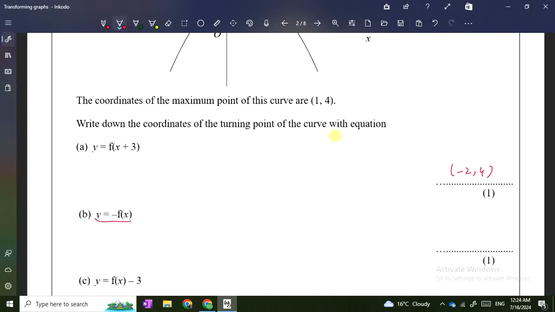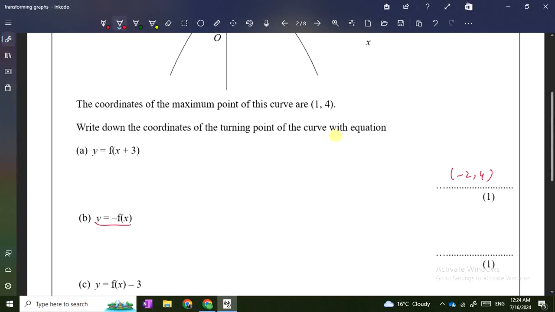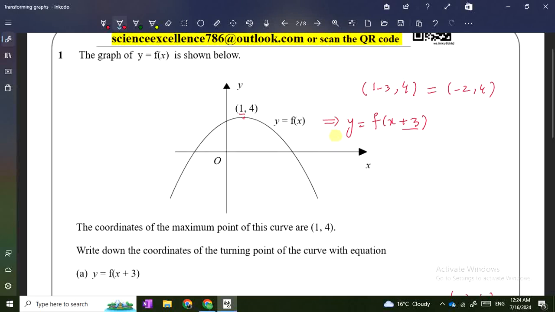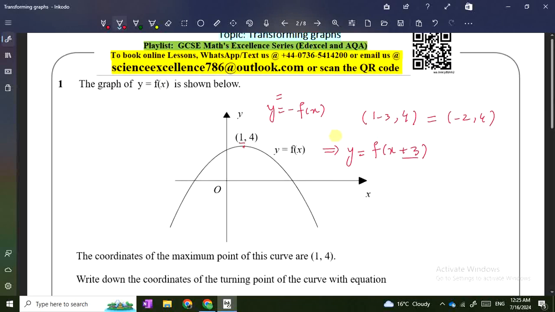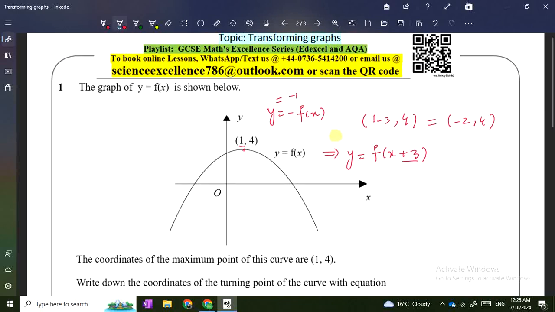Now the next function is y equals minus f of x. The given function is y equals f of x, and the function is now y equals minus f of x, and we have to write the coordinates of the turning point for this function. So we can see y equals minus f of x means minus 1 times f of x.